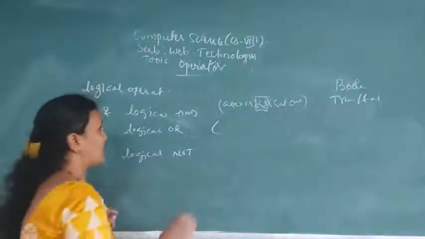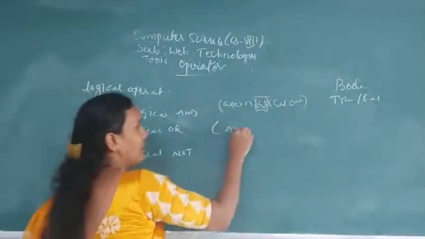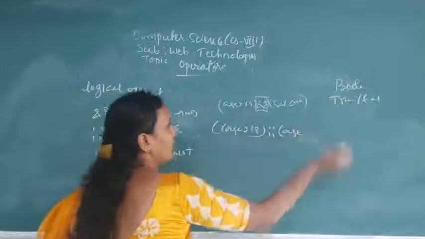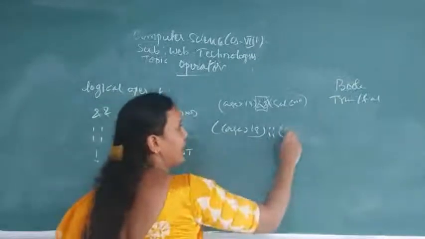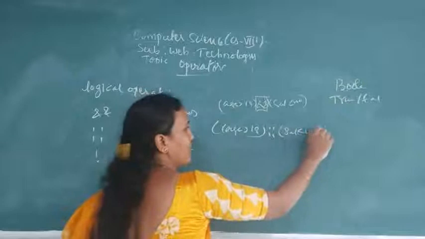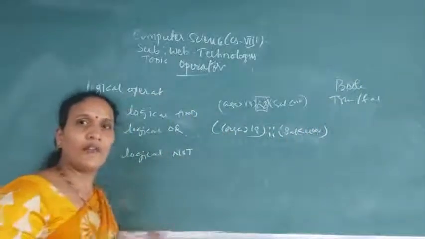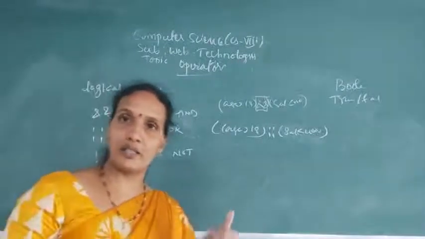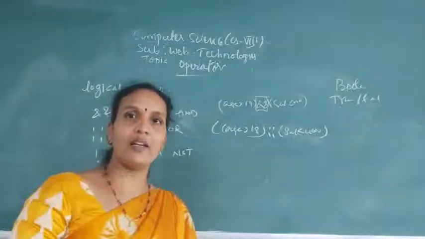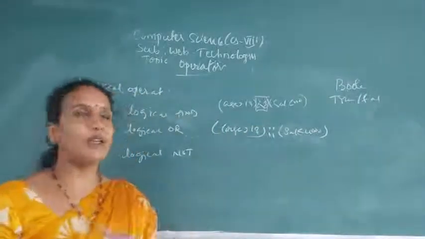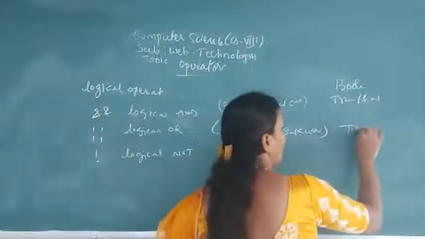And in case of logical OR, like this, age greater than 18 or salary less than 40,000. Here, at least if one condition is true, if either age of the employee is greater than 18 or salary is less than 40,000, if any one condition is true, then you will get a true result.